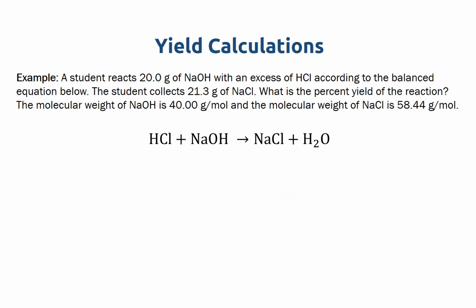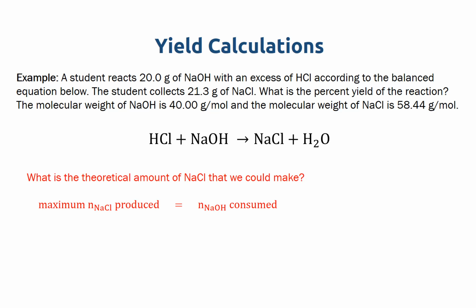In this one, a student reacts 20 grams of NaOH with an excess of HCl according to the balanced equation shown below. The student collects 21.3 grams of NaCl, and we want to know what is the percent yield of the reaction. And then we're given the molecular weight of NaOH and the molecular weight of NaCl. So what we need to know in order to calculate the percent yield is the actual amount of product that we collected and also the theoretical amount of product that we could have made. So let's work on calculating that theoretical amount of NaCl that we could have made.